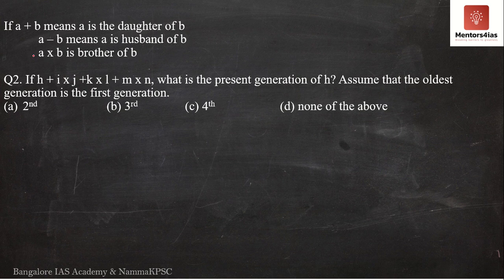Second question, once again, based on the same statements, that is A plus B means A is the daughter of B, A minus B means A is the husband of B, whereas A cross B means A is the brother of B. Now the question says, if H plus I cross J plus K cross L plus M cross N, this is the relationship between all these members of a particular family, then what is the present generation of H? Assuming that the oldest generation will be the first generation.